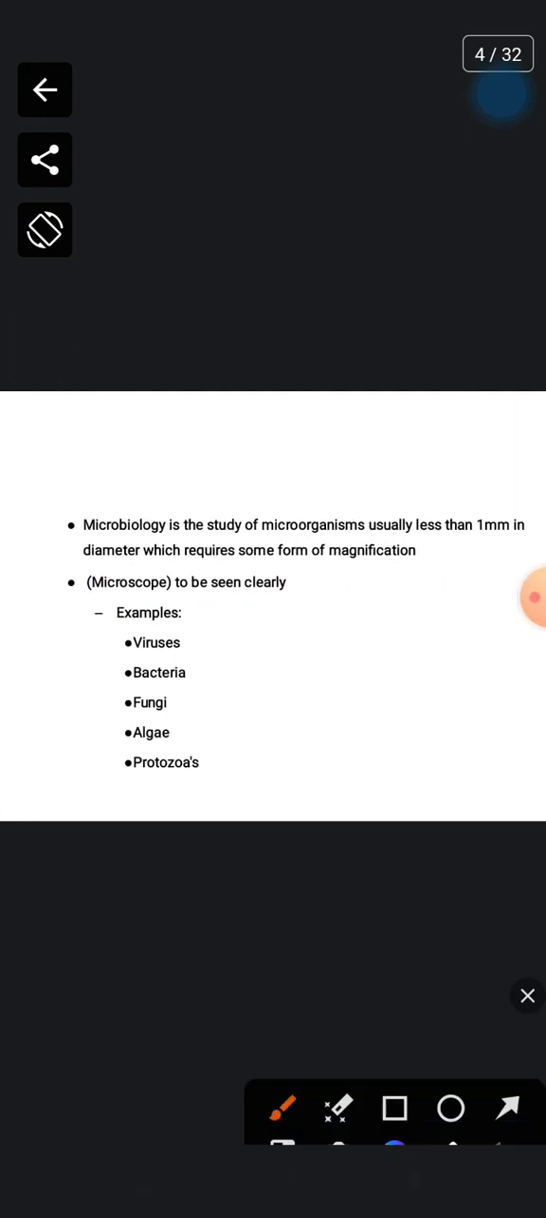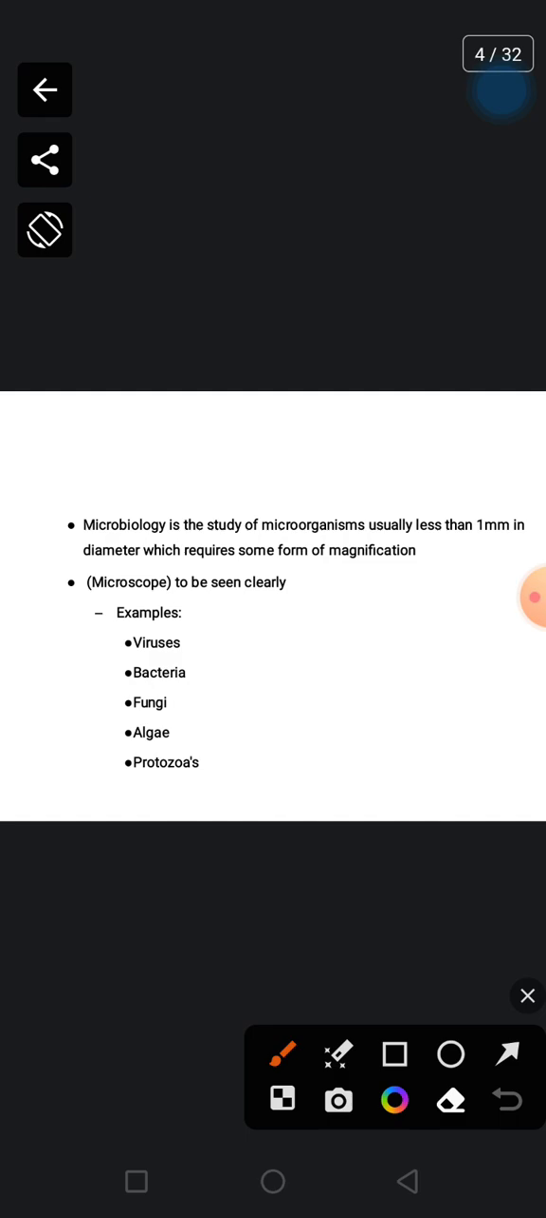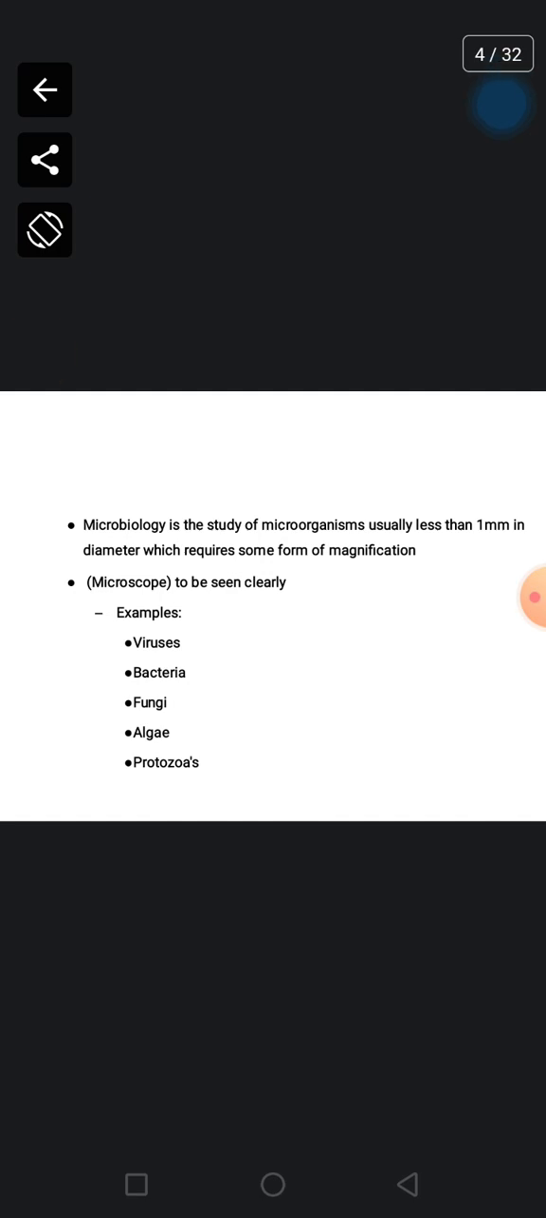Now let's see what the size of a microorganism is. They are usually less than 1 millimeter in diameter, and we use microscopes to see them because they have a very small diameter. There are some examples of microorganisms written here. For example, virus, bacteria, fungi, algae, and protozoa. They are all included under the microorganism category.